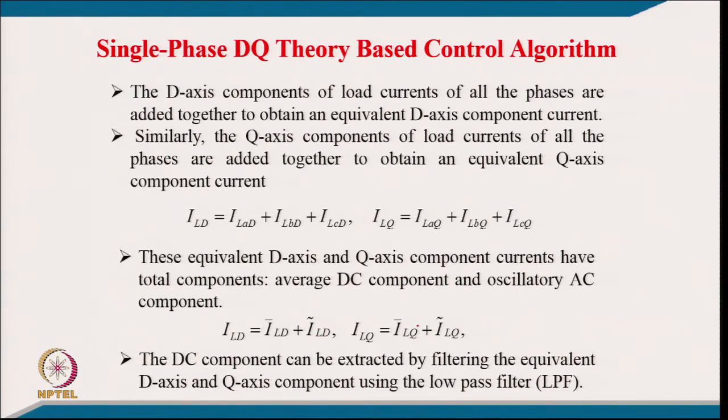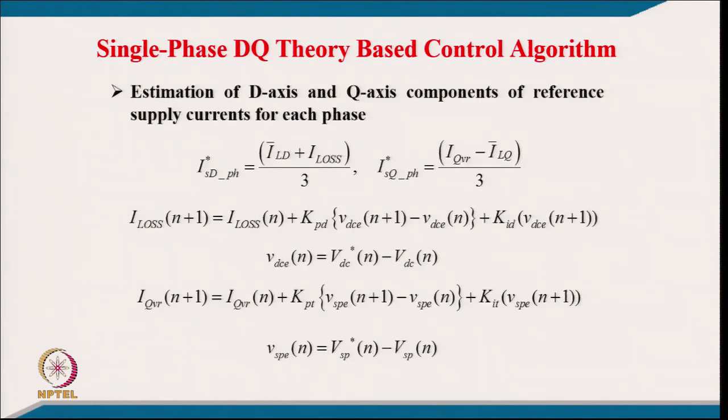Similarly for the q axis, this is the equivalent fundamental reactive current of the load, and the DC component can be extracted by filtering the equivalent d and q axis components using the low pass filter, as we have discussed in the block diagram. After getting this DC component, we can get the amplitude on a per phase basis of the active component, that is the load component plus the loss component for the D-STATCOM, and we divide by 3 because this loss also has to be supplied by all 3 phases.